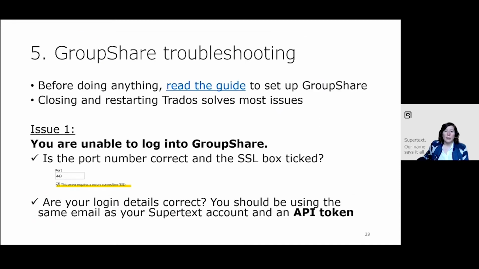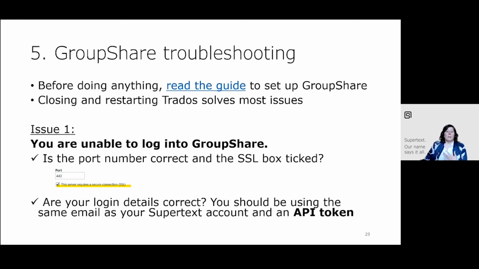Now I want to talk about group share troubleshooting. So this is hands down the issue we receive the most feedback about. There are some instances where the server is running slowly and needs to be restarted, which has to be done by a tech professional, or cases where the server is just down, as occurred during the migration to Trados 2021 a couple of months back. However, a lot of group share problems can be solved simply by closing and restarting Trados.